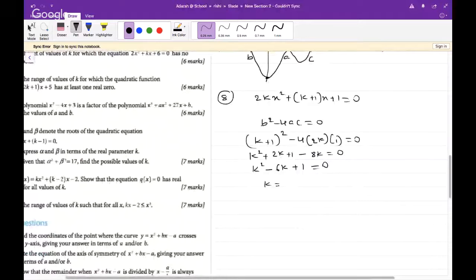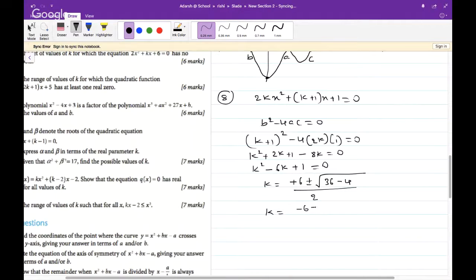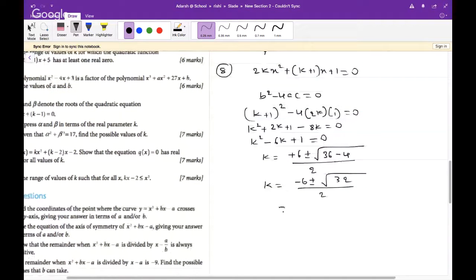Now k is equal to minus b, minus of minus 6 plus or minus root of b square minus 4ac. b is what? 6. So 36 minus 4 into 1 into 1, divided by 2 into 1, which is 2. So k is equal to minus 6 plus or minus square root of 32 divided by 2. So 32 can be written as plus or minus 4 root 2.